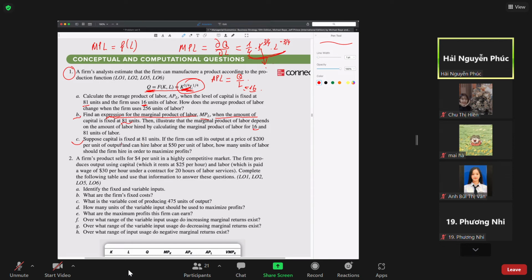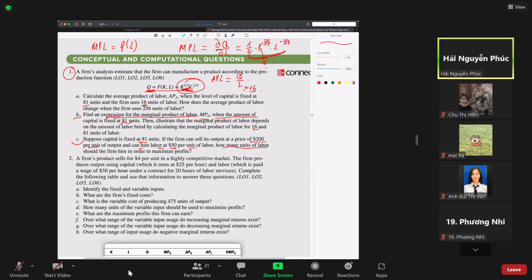Suppose the capital is fixed at 81 units. The firm can sell its output at the price of 200 per unit of output, right? Then the firm can hire labor at the price of 50 per unit. Then they're asking you what is going to be the optimal quantity of labor input. All right. What is the key point?